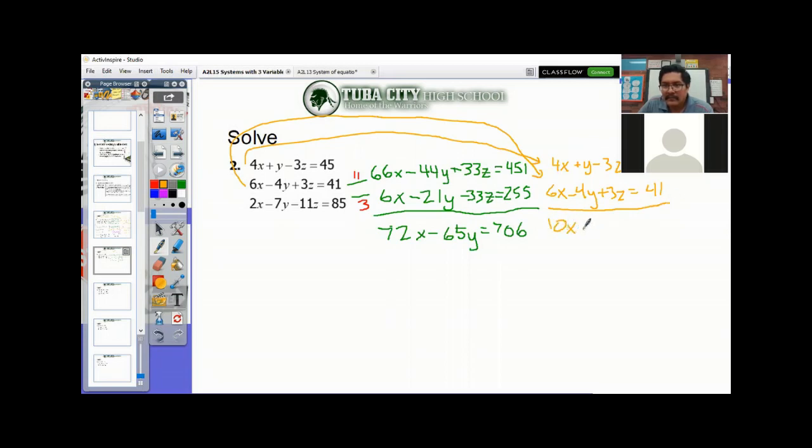So 10x minus 3y. And Z cancels out. There's no more Z.